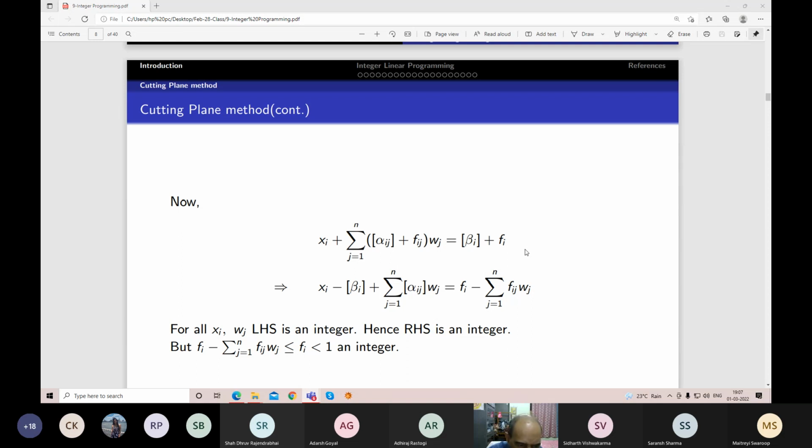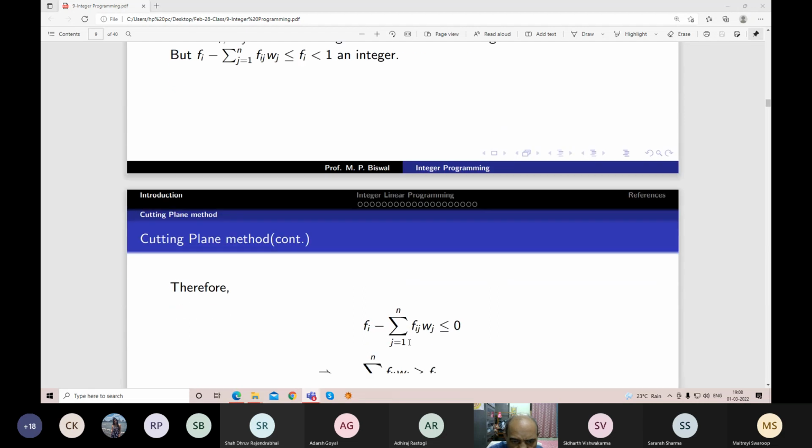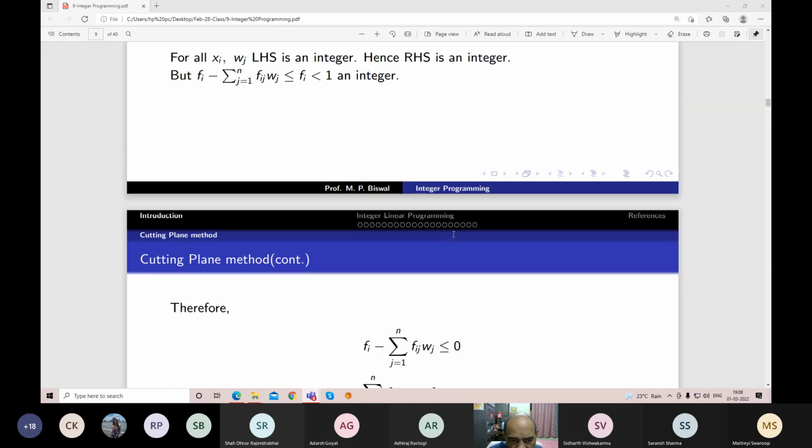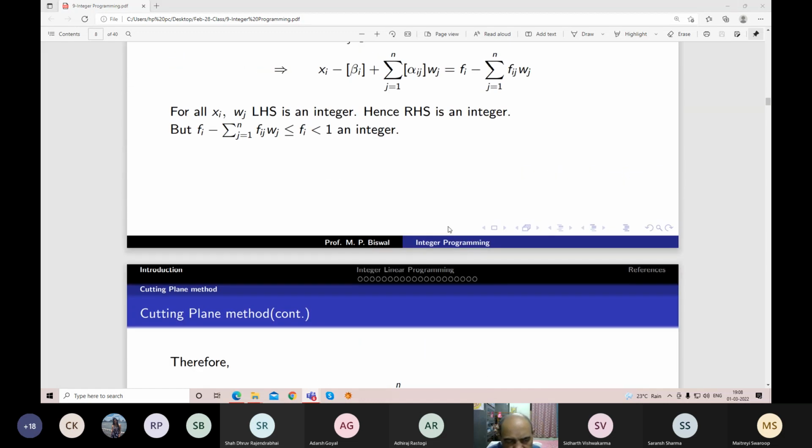Ultimately we want xi to be an integer, though presently it is not. So for all xi and wj, the left hand side is an integer, hence the right hand side is also an integer. But fi minus the summation over j from 1 to n of fij wj is less than or equal to fi, which is less than 1, and it is an integer. So fi minus the sum of fij wj is less than or equal to 0, an integer less than 1. An integer less than 1 means 0 is possible, minus 1 is also possible, and minus 2 is also possible.